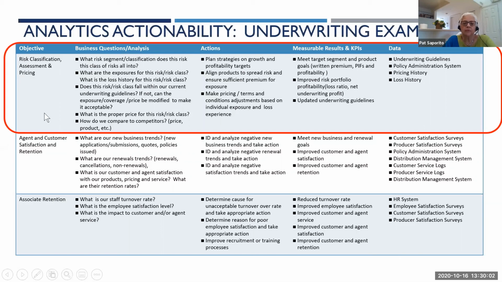Let's just take a look at the top one. What are the business questions or analysis we'd like to ask? What risk segment or classification does the risk fall into? What are the exposures for the risk or risk class? What's the loss history for it? Does the risk class fall within our existing underwriting guidelines? And if not, can the exposure, the coverage, or the price be modified to make it acceptable? What's the proper price? How do we compare to competitors?